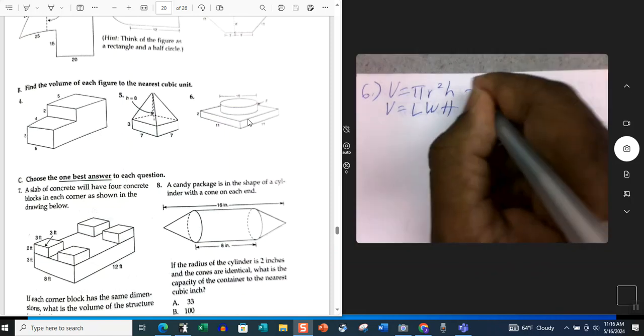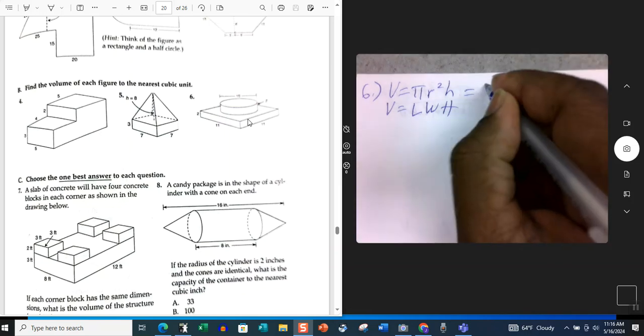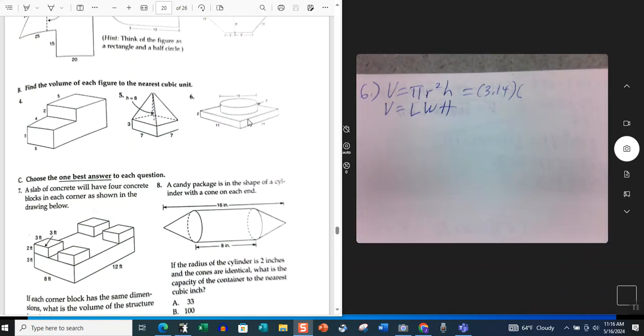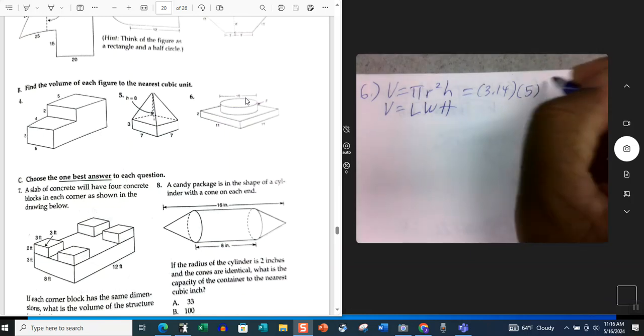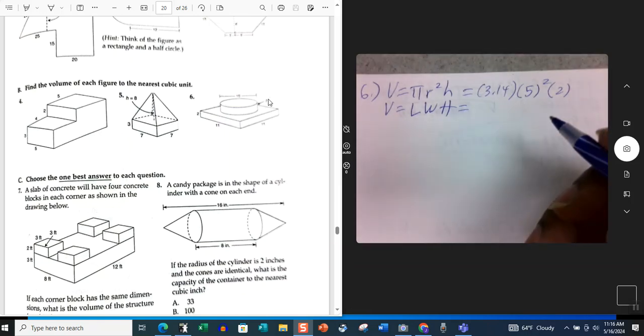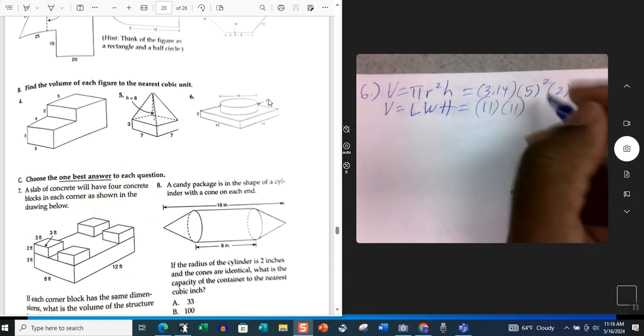Okay, so now the volume of the cylinder, we have pi, which we'll put as 3.14. The radius, we see here is 10, but we take half of that. That's the diameter is 10, so the radius is 5, and that's squared. And then the height, we see here off to the side is 2. Now for the volume, we have length times width times height. So that'll be 11 times 11 times 2.